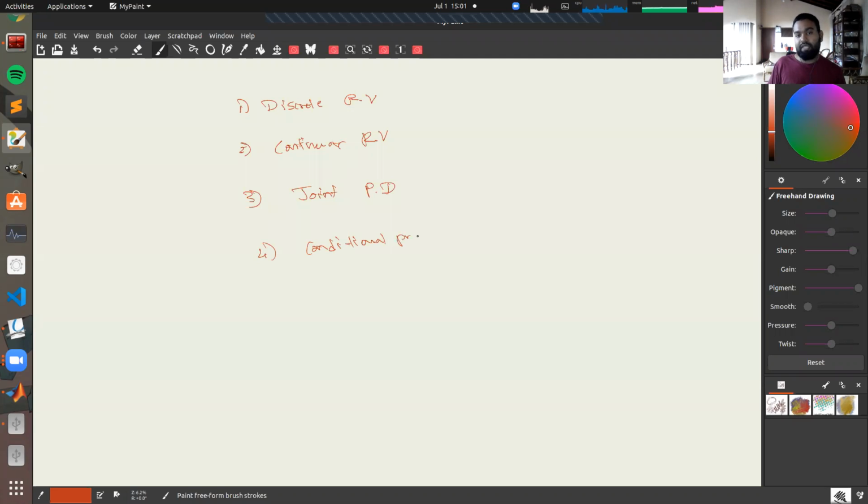So given a certain event, what's the probability something else happens? Like given you're a girl, what's the probability you like chocolate, or vice versa? So that's conditional probability. And then we learned a couple of equations on that.